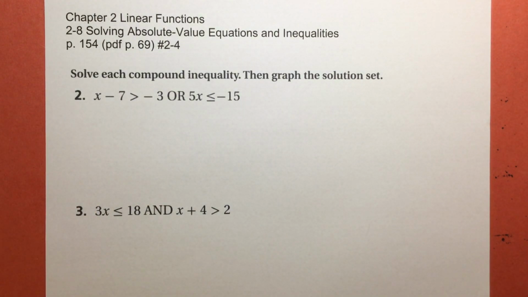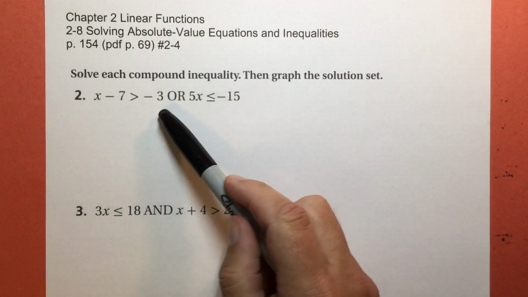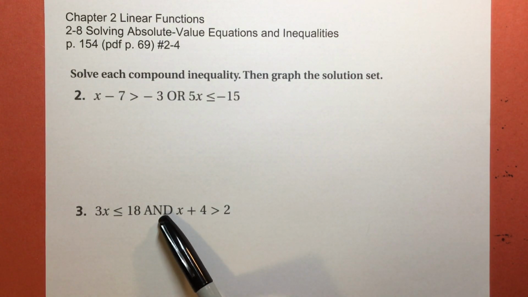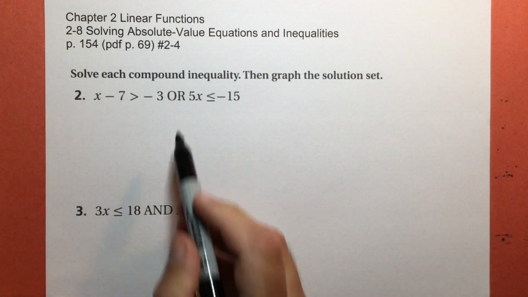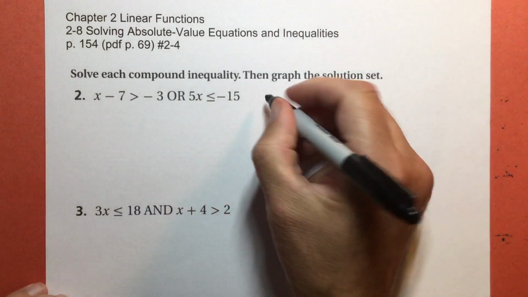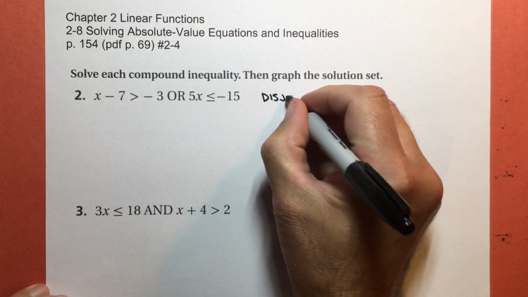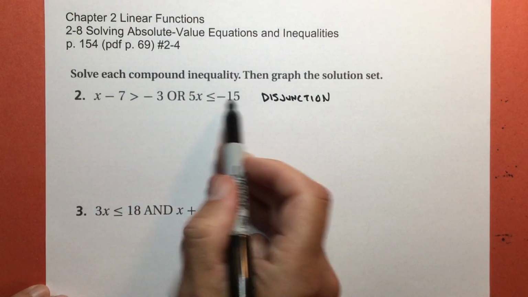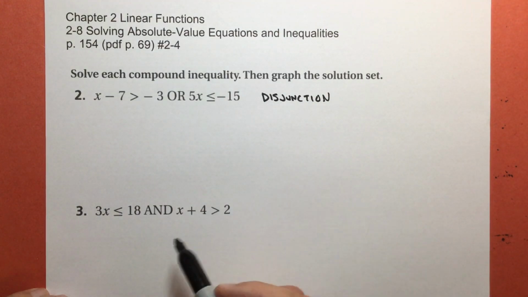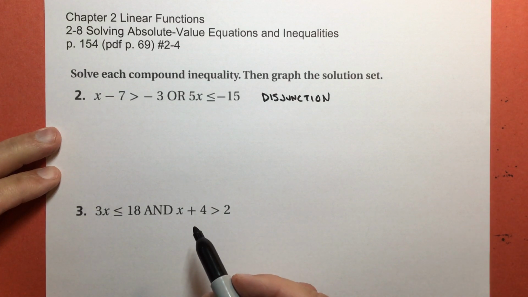For these problems, we are going to solve the compound inequality. We're paying real close attention to whether it says "or" or if it says "and." All right, so let's get started here. This one says "or," so this is going to be a disjunction. I'll solve both of these and then I'll graph them together on the same number line.